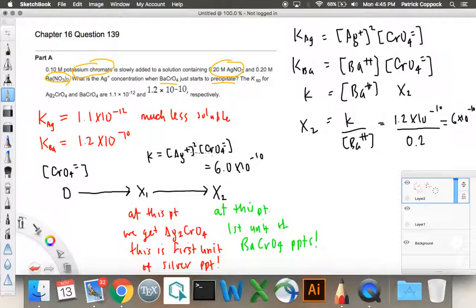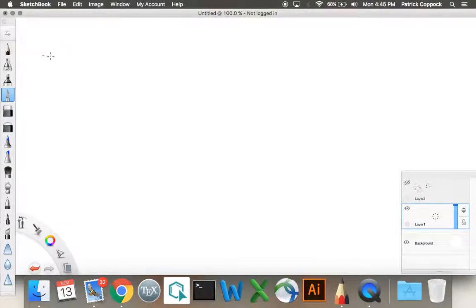Okay. So we now know that this. I'm going to go to a different page here. I should have probably done that before. Let me come to a different page and say that K of silver is equal to silver squared times chromate. Okay, and it turns out this is the point when this chromate gets so big that the barium starts to precipitate. That's the question. That's how much silver we have left in there.